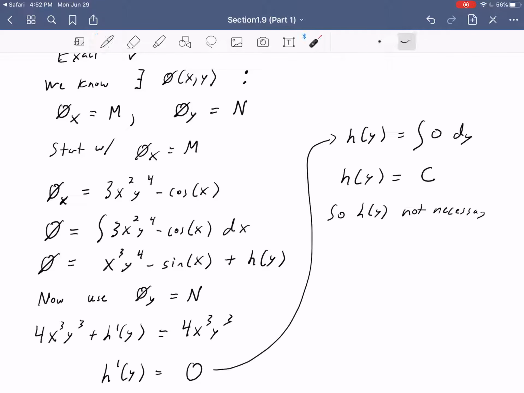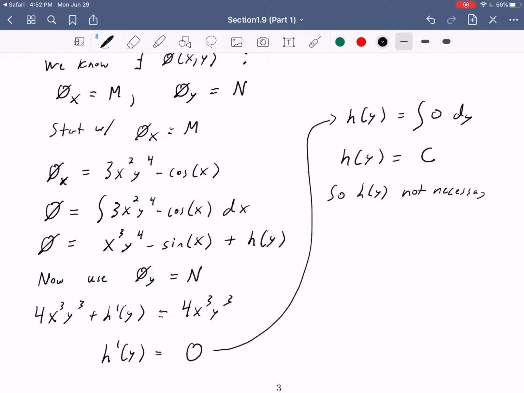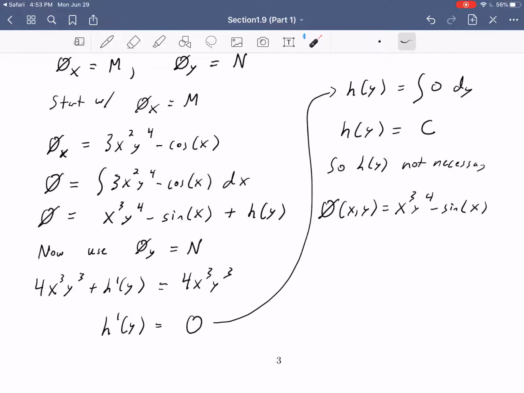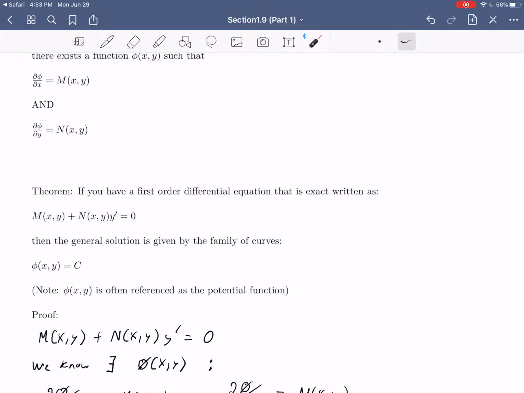All right, so what does this tell us? Well, this tells us that our phi of xy is actually equivalent to x cubed y to the fourth minus sine x. And of course, if we had actually found a function of y over here, we would include that plus h of y. But in this case, we don't really need the constant. Why do we not need the constant? Well, if we go back to our theorem, our general solution is going to be setting this equal to an unknown constant. So we don't need an unknown constant in the phi of xy because, of course, we could just bring the constant over.